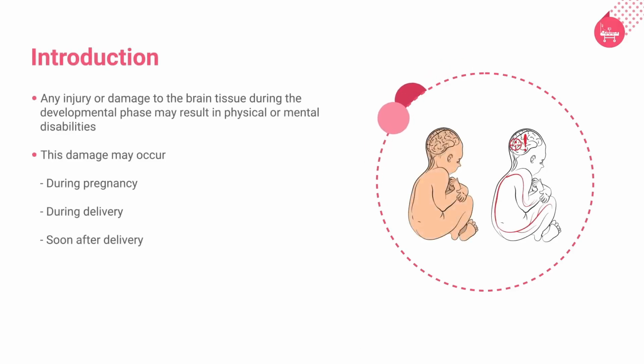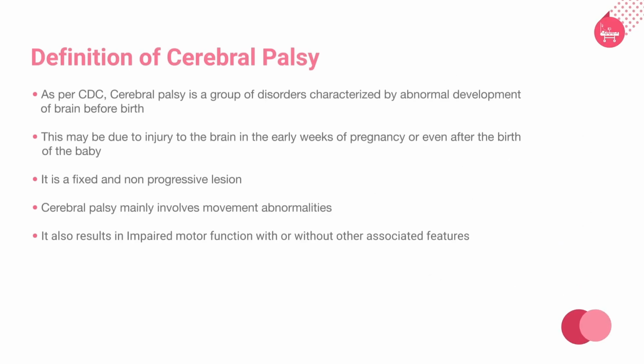Every part of our body is under the control of the brain. If the brain is injured during its development, the person becomes physically and mentally handicapped. This damage can happen anytime during pregnancy, during delivery, or soon after delivery. Let us now discuss one of the abnormalities of the brain, that is cerebral palsy.